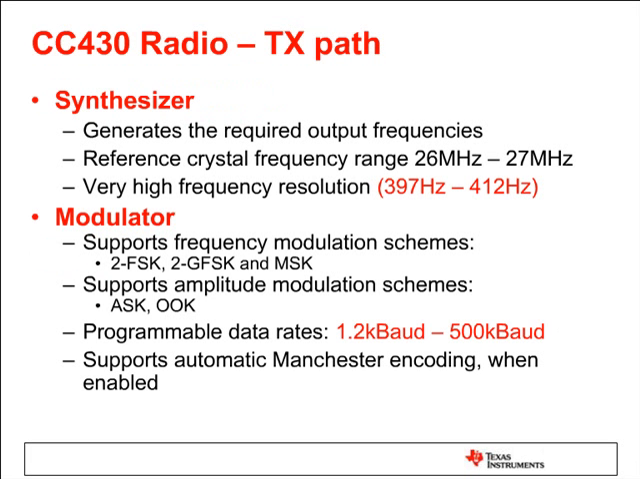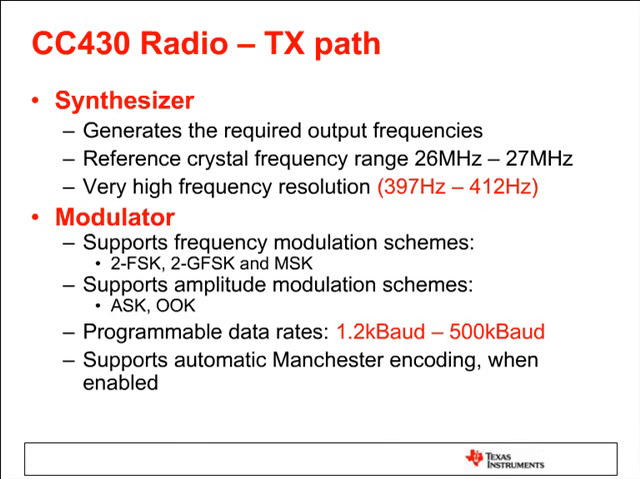Synthesizer generates required output frequencies, 26 megahertz to 27 megahertz. The frequency resolution is dependent on that crystal frequency, but you get down to 397 hertz, right? So very, very accurate frequency resolution for communicating channels, which is good, especially if you're doing, for example, frequency hopping implementations where you need to make sure that you're on that frequency for that period of time. This accuracy guarantees you're going to hit it, you're going to get it right.